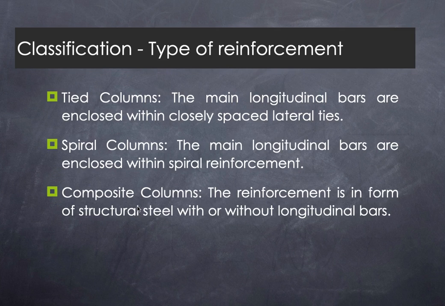Now we are going to define the classification of columns based on type of reinforcement. So what type of reinforcement we are providing in columns, and in what way we are going to provide that reinforcement in the column. Based on that we have classification as tied column, spiral column and composite column.